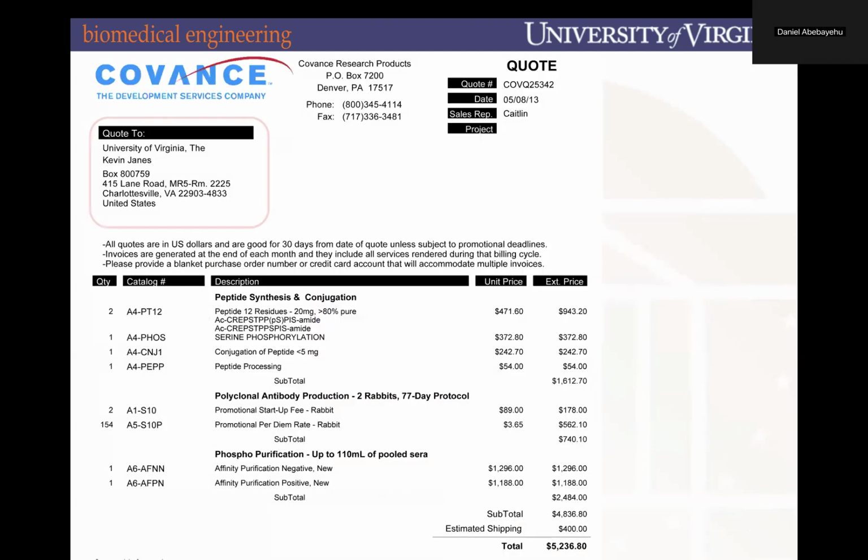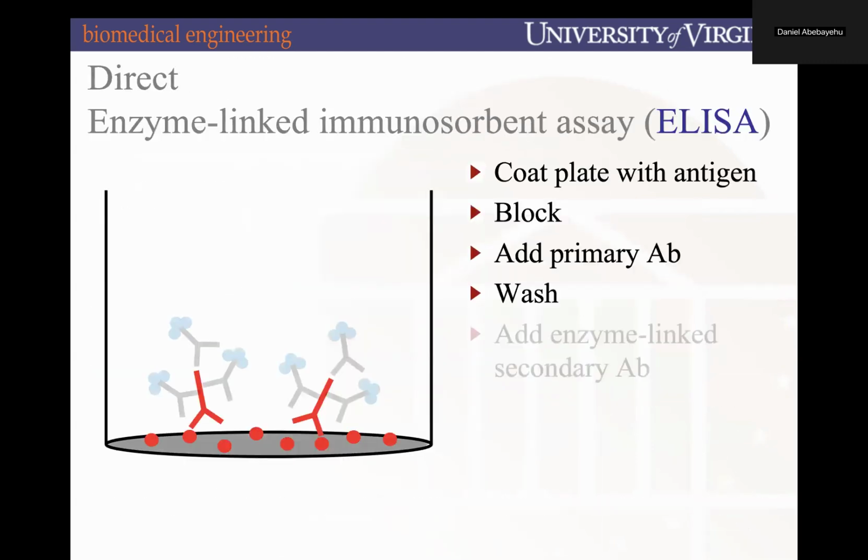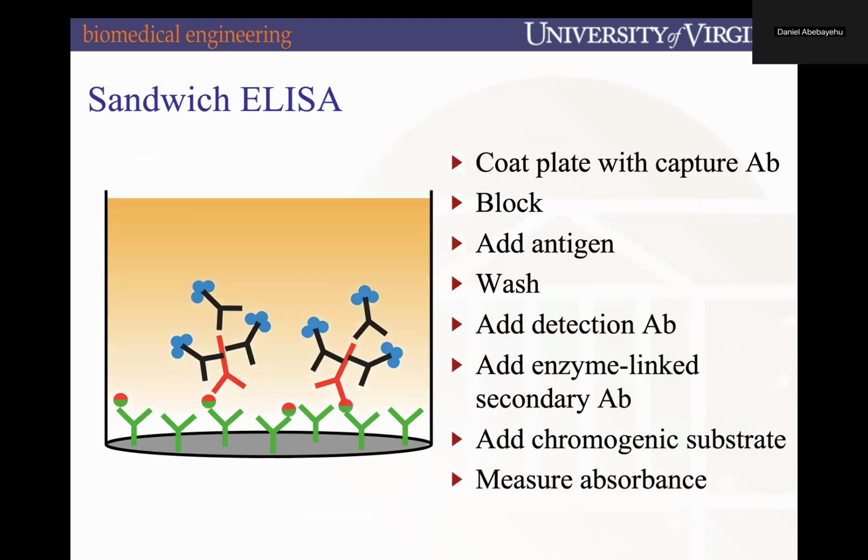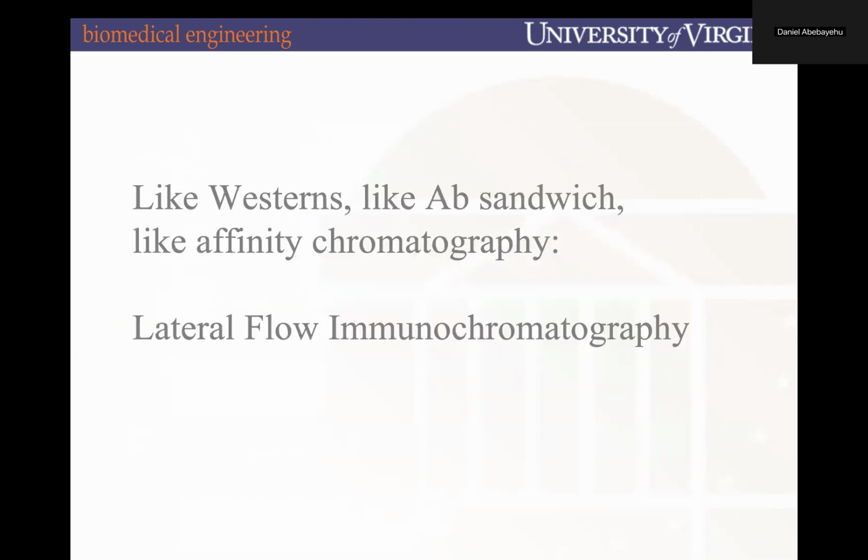All right, so we are in the home stretch. I'm just going to go ahead and advance back to where we were. So like Western blotting, like a sandwich ELISA, and like affinity chromatography, we're going to get back to the anthrax and pregnancy test subject that was our application point. Lateral flow immunochromatography. Immuno, there's an antibody involved. Again, whenever you see immuno, think antibody.